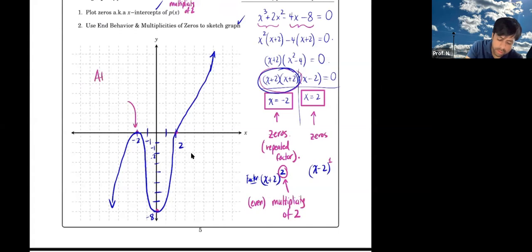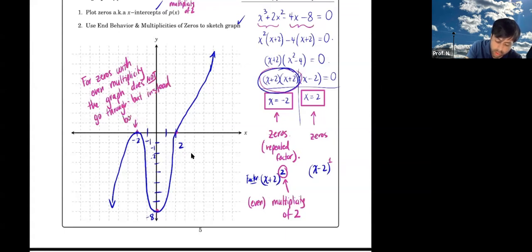So for zeros with even multiplicity, the graph does not go through, but instead, quote unquote, bounces back. Okay, that's pretty important, guys.